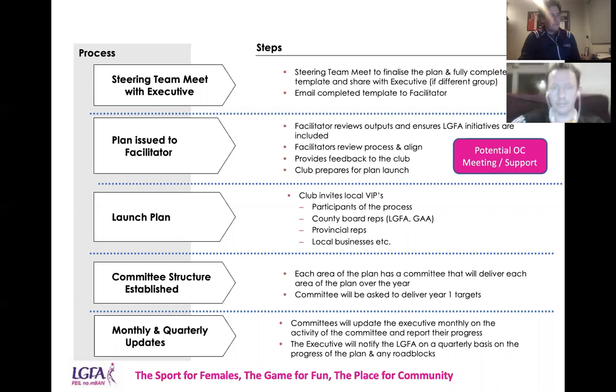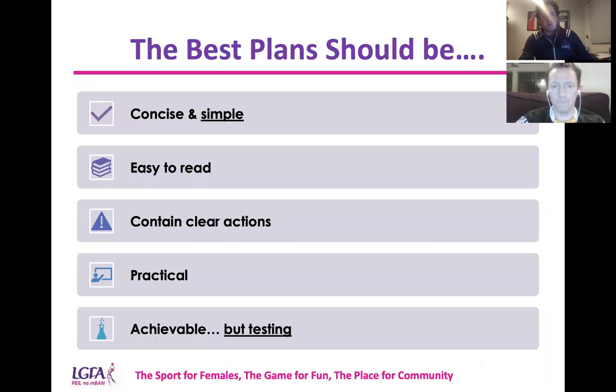I suppose that's the process, guys, and I know it's a bit convoluted and complicated at the start, but it's really three meetings. Do your work in between, launch your plan, and make sure the plan's actioned after it's launched, and that it's updated and reviewed regularly. Now, just a few wee tips on what your plan should look like. I know it's going to be different for every club, so there's no point me saying you should be doing this and this and this.